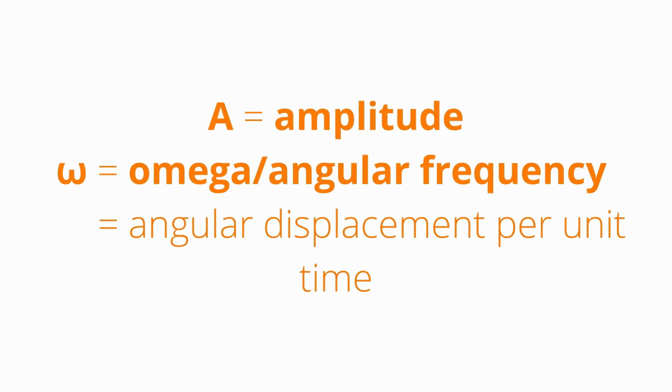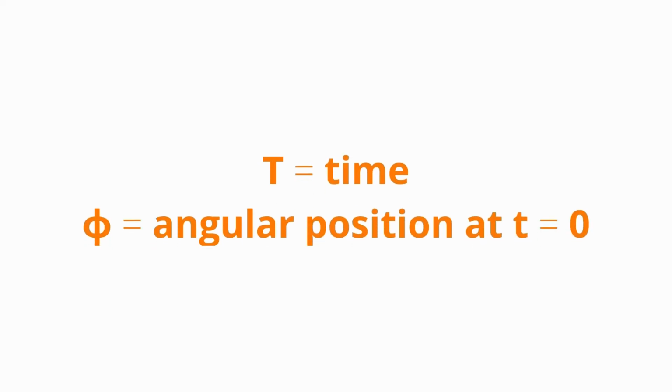A is yung amplitude, omega is yung angular frequency, which is angular displacement per unit time. Pwedeng ma-express din siya in terms of period or frequency, or pwede rin in terms of mass and spring constant k. Next, t stands for time in seconds, and phi is whatever angular position the object may have had at t equals 0.